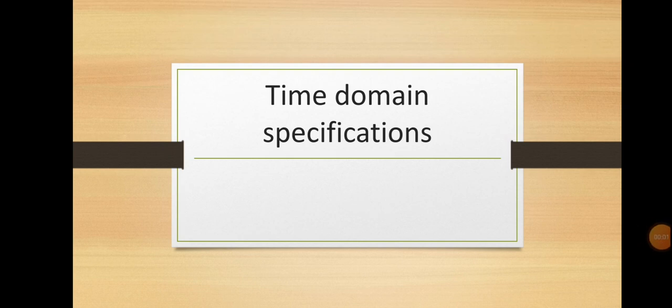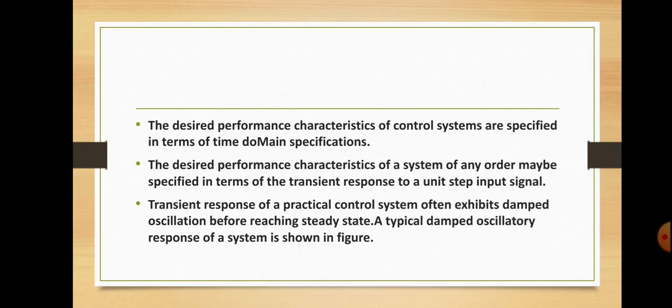Hi students, in this session we will discuss the time domain specifications of a control system. We have discussed the second order system and gone through the various responses corresponding to underdamped, critically damped, overdamped and undamped cases, and we have concluded that in the case of second order system, the critically damped case will give the correct response.